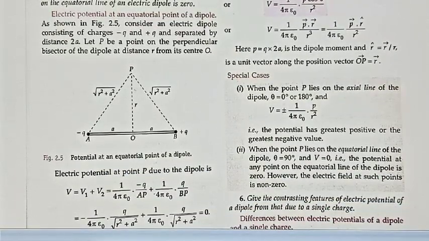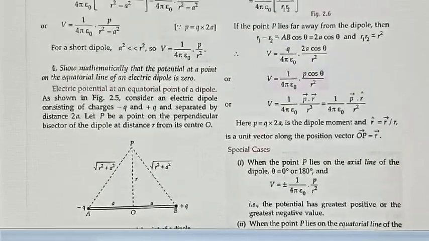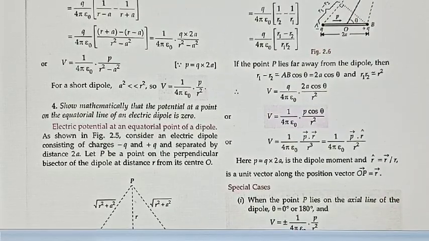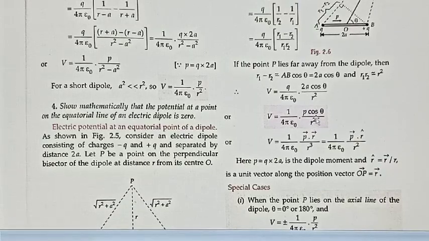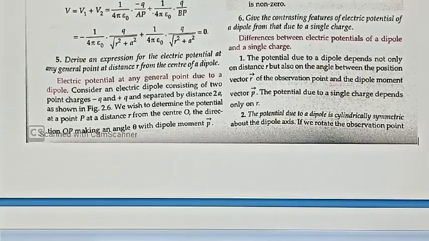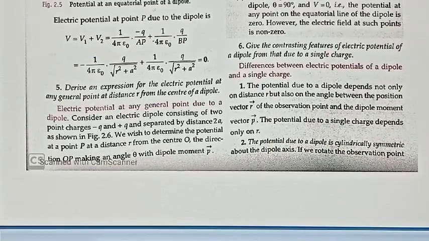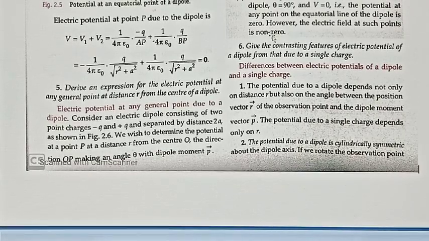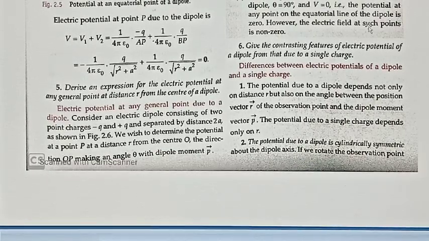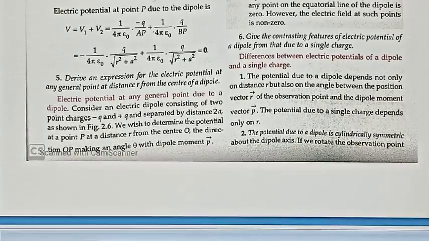Similarly, for an equatorial point theta is equal to 90 degree. You can see theta is equal to 90 degree. The line has to be like this, 90 degree. So if it is 90 degree, then you can put it here, 1 by 4 pi epsilon naught P cos 90 by r square. So V is equal to 0. So at any equatorial point V is equal to 0. Potential at any point on the equatorial line of the dipole is 0. However, the electric field at such points is non-zero. Okay, this is the conclusion.